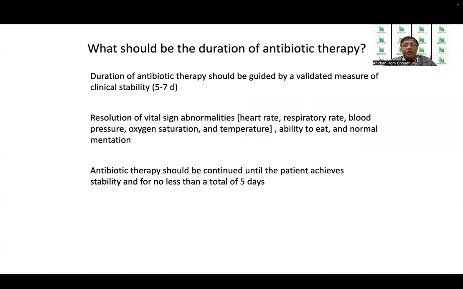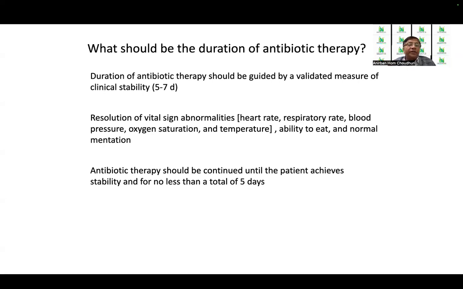So what should be the duration of antibiotic therapy? Duration should be guided by validated measures of clinical stability, which is usually 5 to 7 days, because it has been seen on various occasions that long duration of antibiotic treatment makes no difference compared to short duration therapy in terms of outcome. But of course, for recurrences, for recrudescence, this has a role.